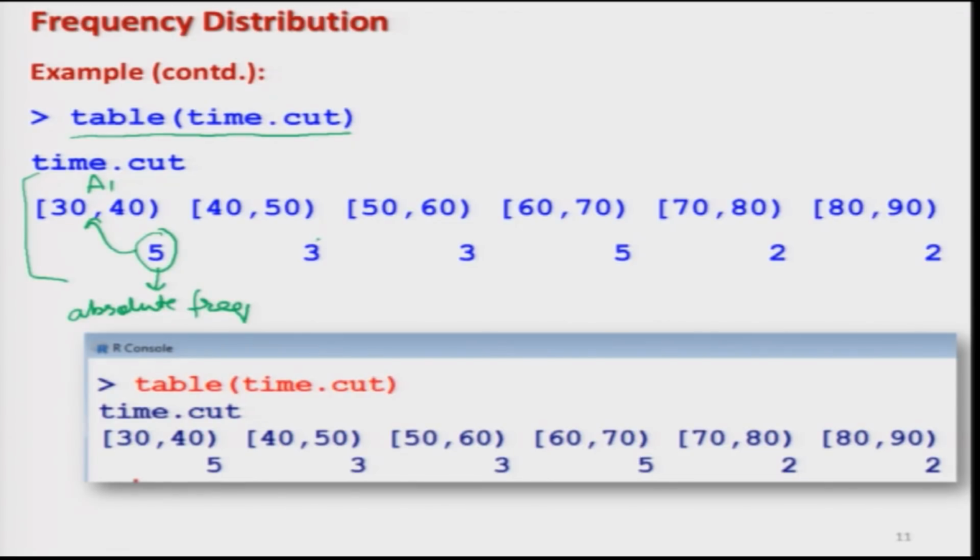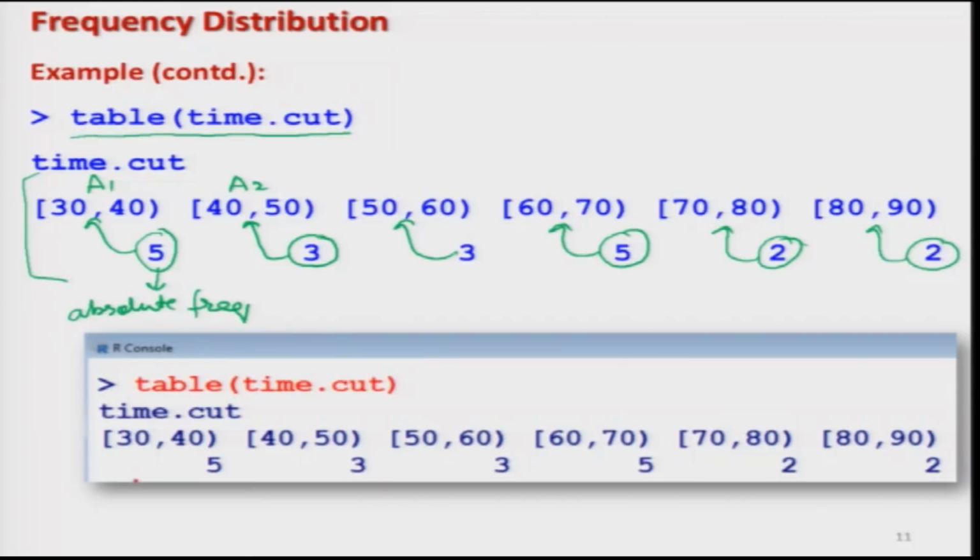Similarly, this 3 indicates that there are 3 values in the interval 40 to 50, which is our class A2. And similarly, there are 3 values between 50 and 60. There are 5 values lying in the interval 60 to 70. There are 2 values lying in the interval 70 to 80, and there are 2 values lying in the interval 80 to 90.